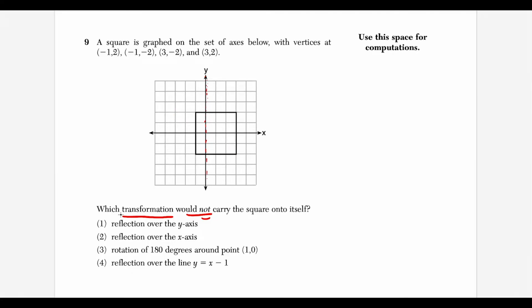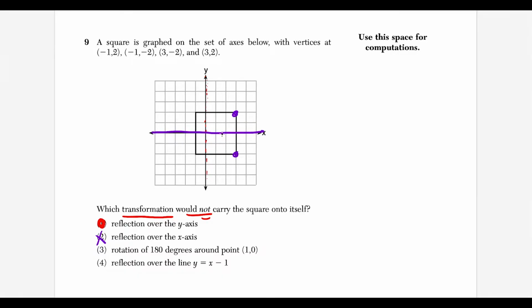So already this is looking like choice 1 is the one that doesn't work. But now if you look at why choice 2 would map the square onto itself, look at the x-axis. See how this point would go down 1, 2, and then it would go down another 2 and map here.